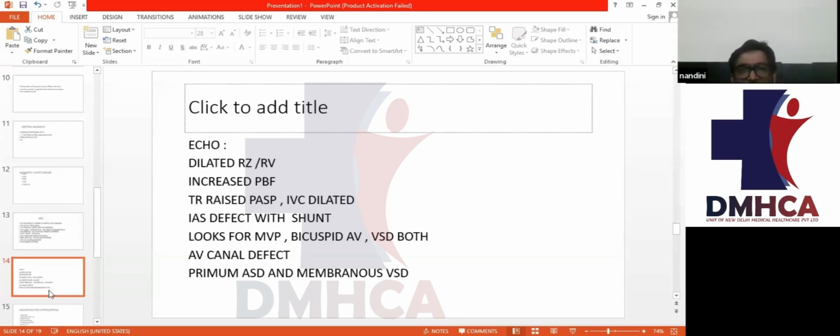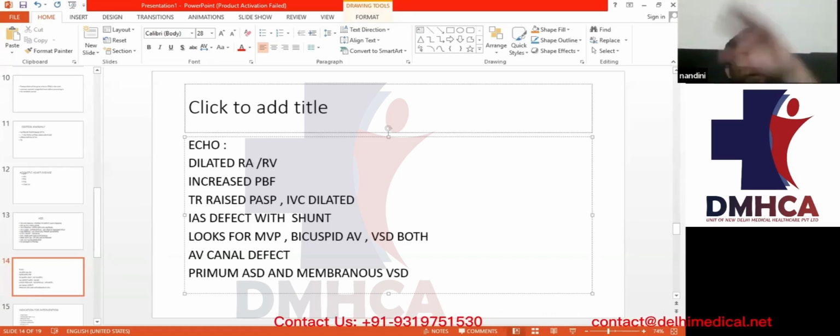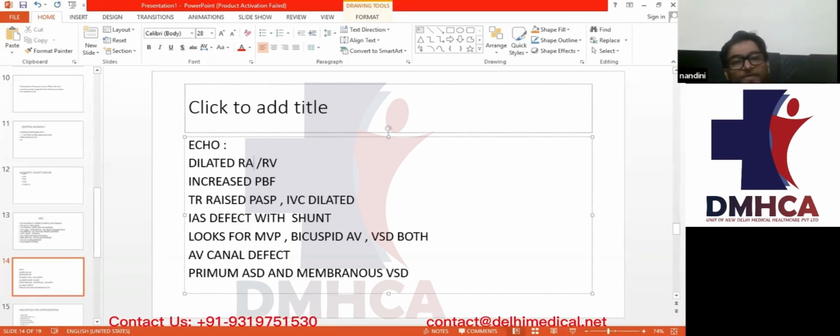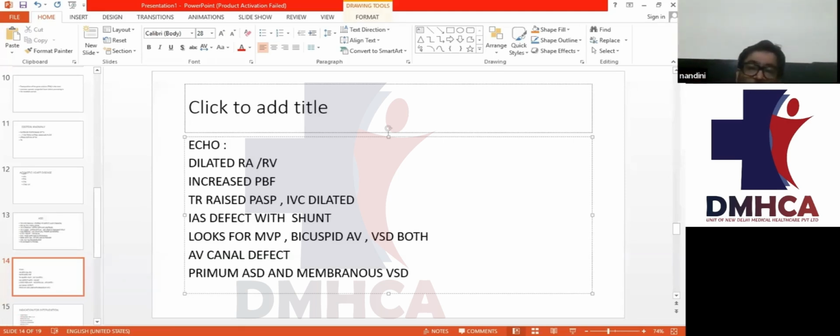One, as we are discussing, atrial septal defect can cause RA-RV dilatation because in ASD, blood is flowing from the left atrium to the right atrium and right atrium to the right ventricle. So there is increased flow to RA and RV. That's why there is increased size of RA and RV. And then we will expect the increased pulmonary flow, so the pulmonary velocity might be on the higher side.